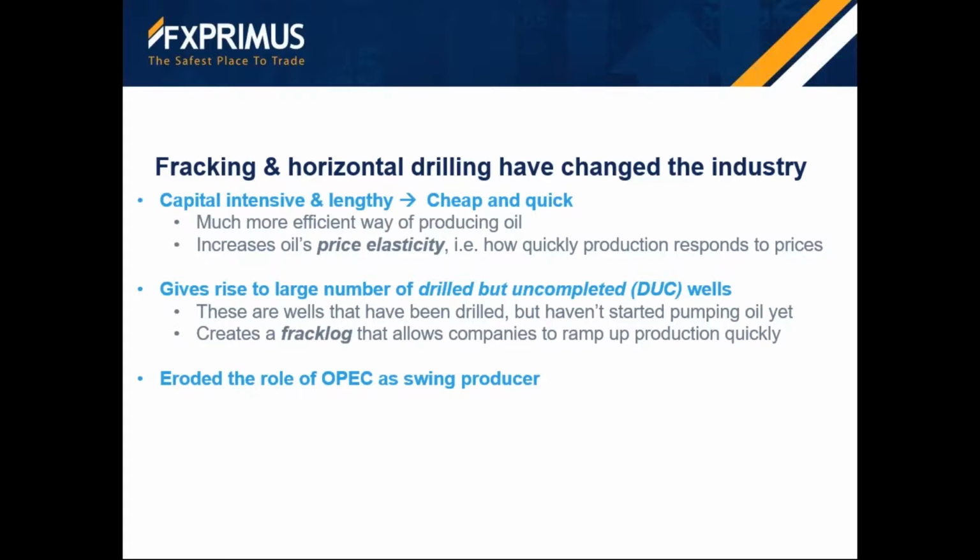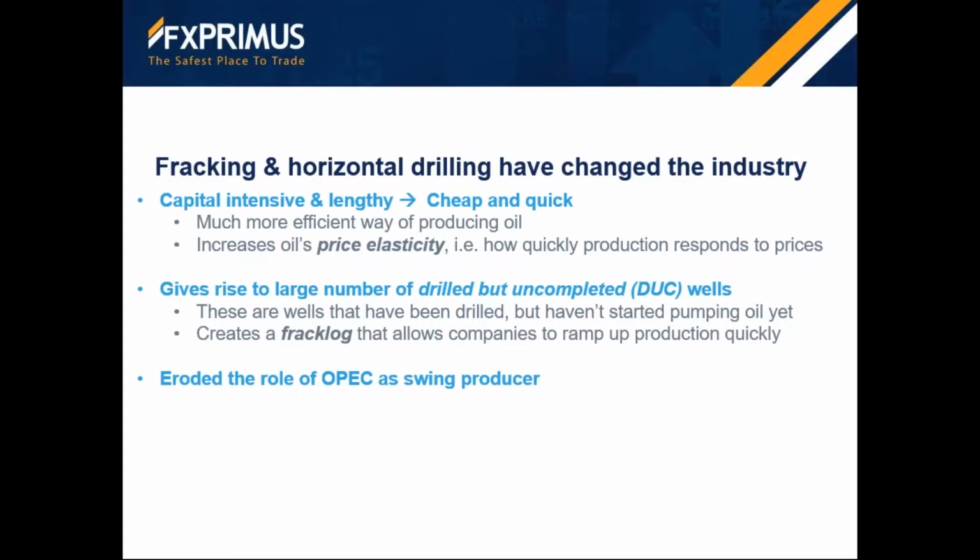In addition, fracking gives rise to a large number of what's called drilled uncompleted wells, DUC wells. That's with a C, not a K. These are wells that have been started, or spudded as they say in the oil business, but not completed. They can be brought onto production within about 4 or 5 months if the drilling company believes it would be economical to do so.